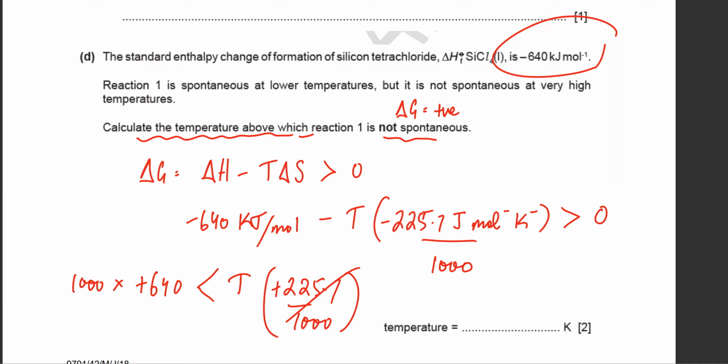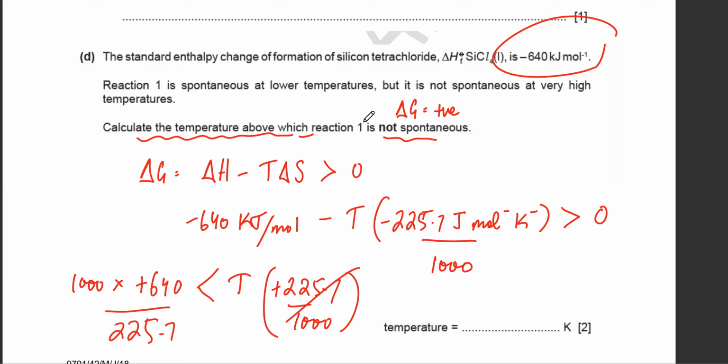So have you considered this delta G as 0? That's not it. He's saying calculate the temperature above which the reaction is not spontaneous. So when is the reaction not spontaneous? When delta G is positive, right?